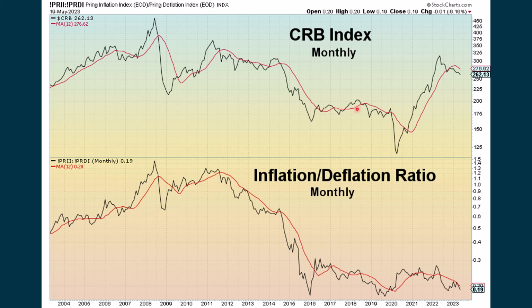We also look at inflation. On the top is the CRB index. This is a monthly chart showing how the CRB index has been coming down. That should help lessen some of the inflation pressures. We're also seeing that down below by looking at an inflation-deflationary ratio, and that continues to drop as well.